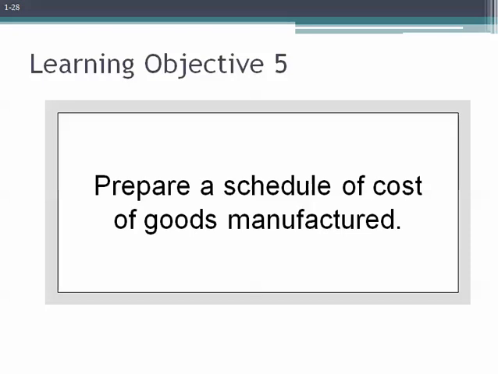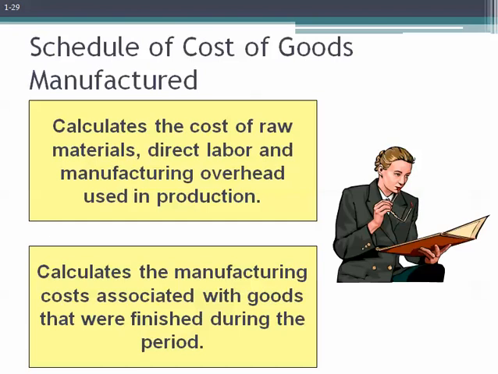Learning Objective 5 is to prepare a schedule of cost of goods manufactured. The schedule of cost of goods manufactured contains three elements of cost previously mentioned. That is our direct materials, direct labor, and our manufacturing cost. The purpose of the schedule is to calculate the cost of raw materials, direct labor, and manufacturing overhead that's actually used in production during a particular period. In addition, it's used to calculate the manufacturing cost associated with the finished goods inventory and work in process inventory in a given period of time.